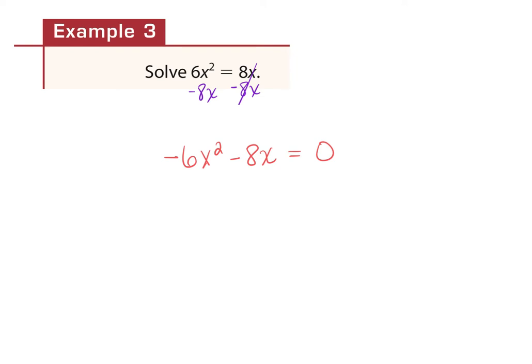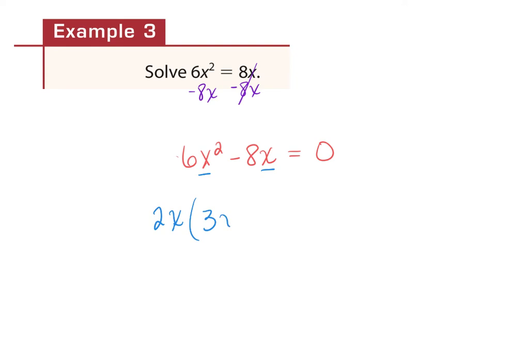What do 6 and 8 have in common? 2. And since they're both negative here, oh, that's a positive 6. Okay, good. I was about to say, if that was negative, that's a pain. So we have a 2 in common. What about my variables? What can I take out? Just an x, because that's all the 8 can give me. So 6 divided by 2 is 3.